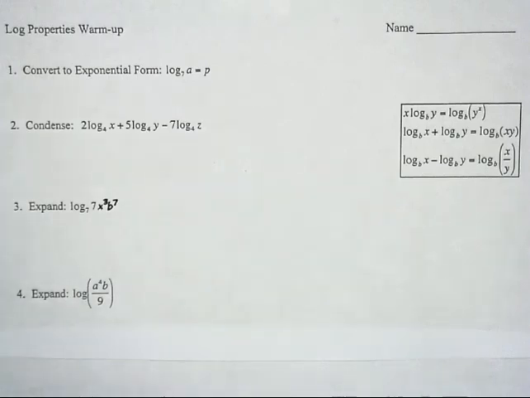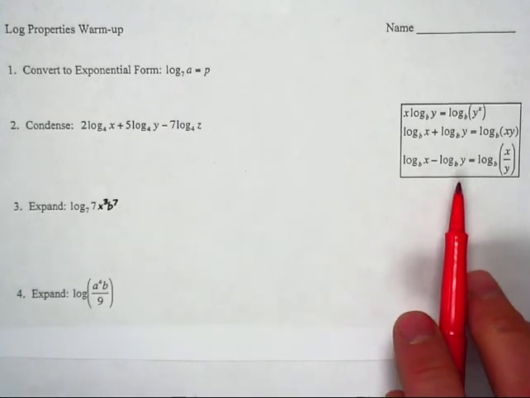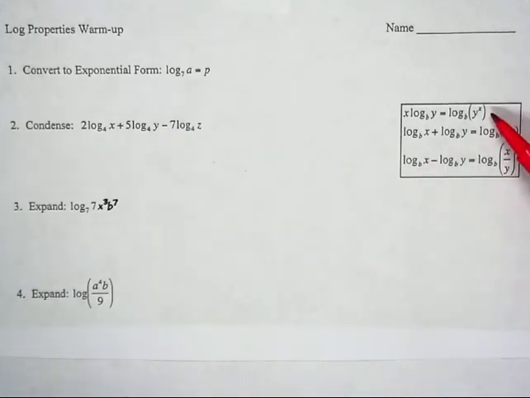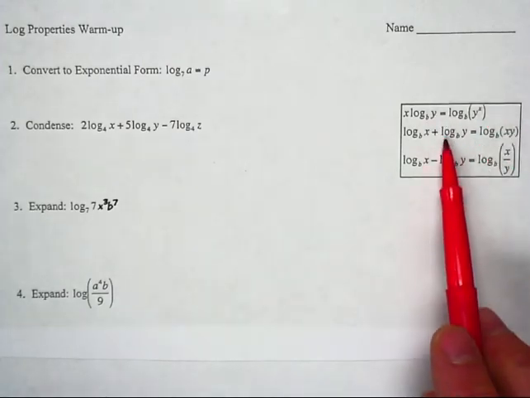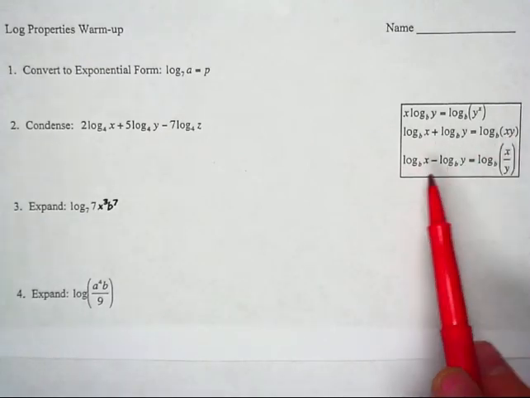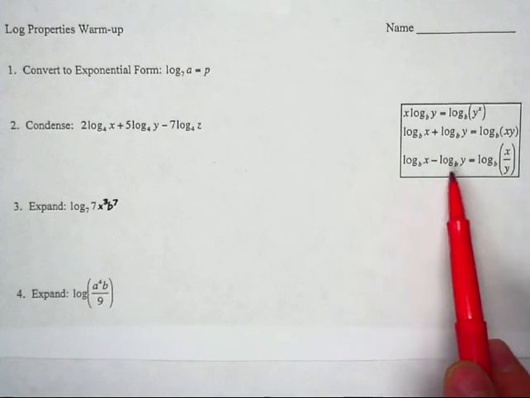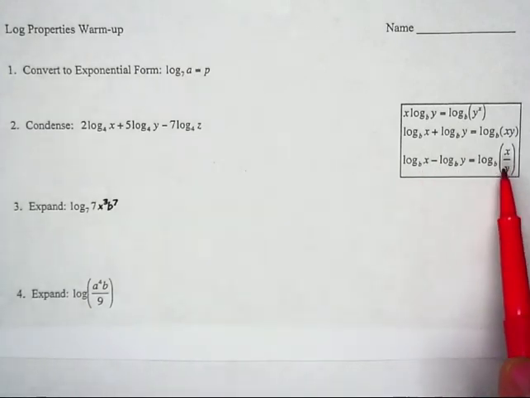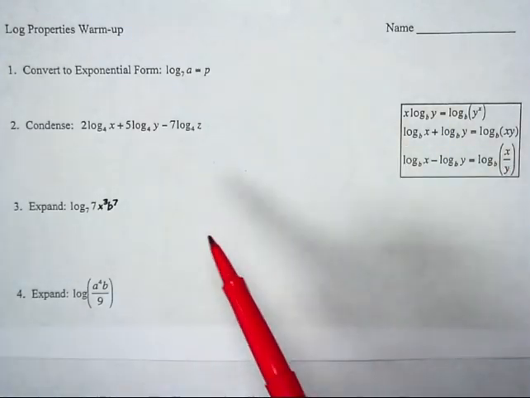In this video, we're going to discuss the log properties warm-up. We've been discussing these properties the past couple of days. We have the power property, where the exponent inside the logarithm can move down. We have the addition property, which tells us that if you're adding two logarithms, you can put them together by multiplying the insides. And then if you're subtracting those two logarithms, you would divide those insides instead. So we'll see those at work in these four examples.